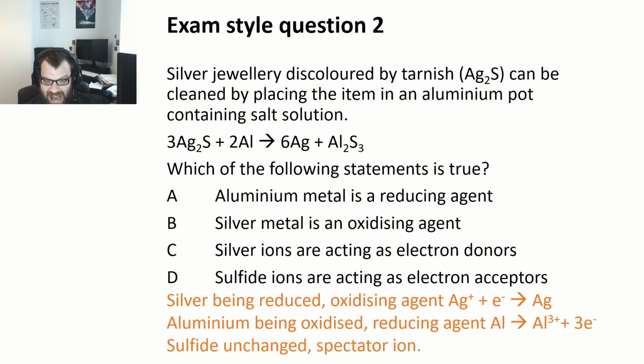Looking at the answers that we can select from, the only one that's correct is that aluminium is a reducing agent, because it's helping other things to gain electrons, and it itself is losing electrons because it is being oxidized.